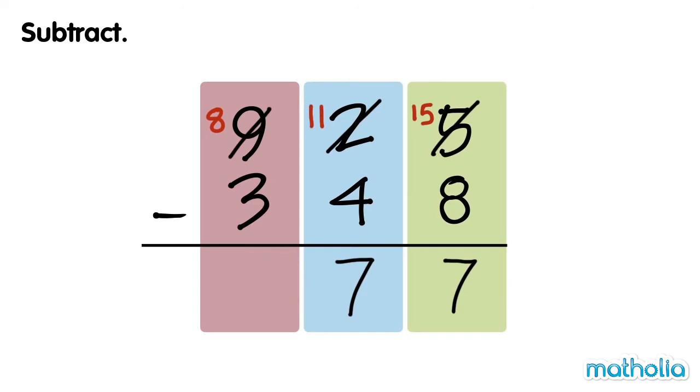Finally, we subtract the hundreds. 8 hundredths minus 3 hundredths equals 5 hundredths. So, 925 minus 348 equals 577.